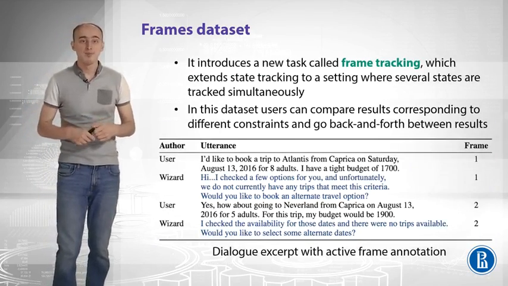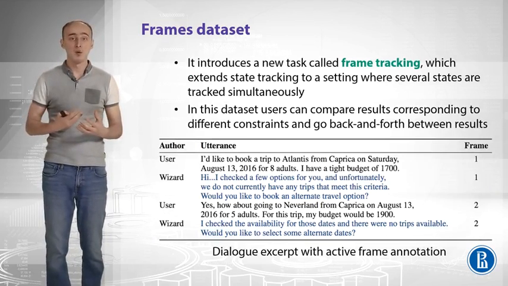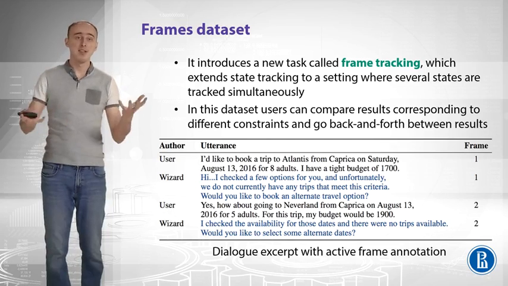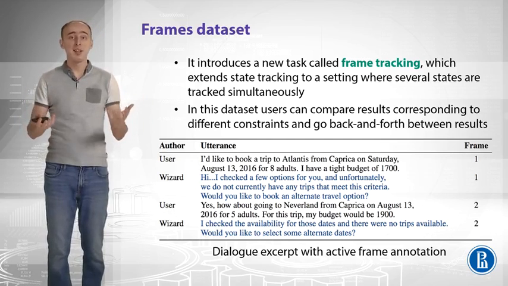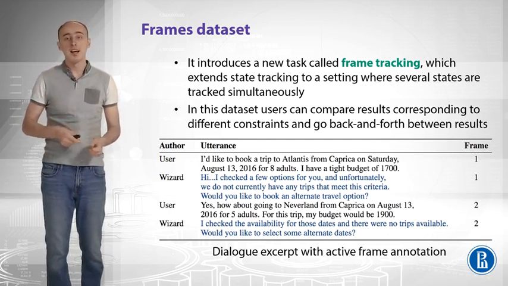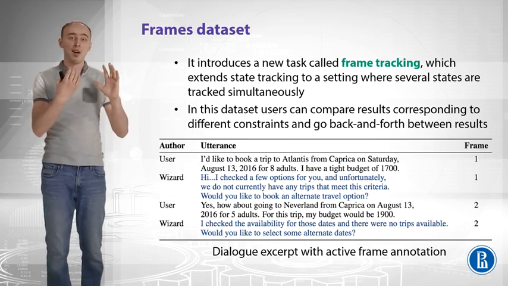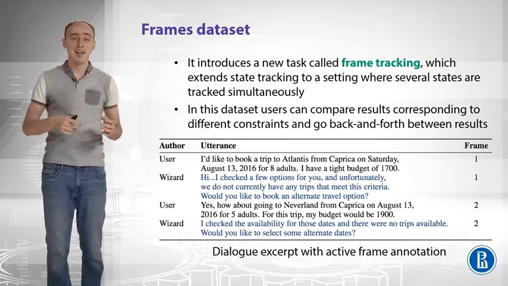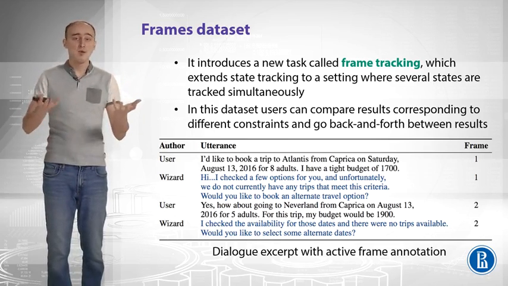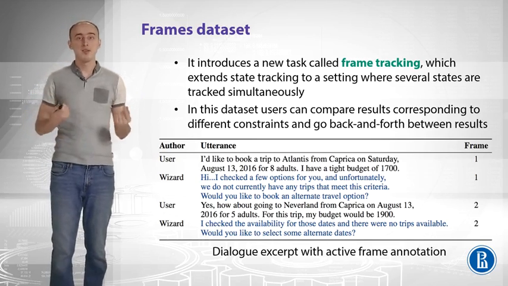So this dataset actually introduces a new task called frame tracking, which extends state tracking to a setting where several states are tracked simultaneously and the user can go back and forth between them and compare results. Like, I simultaneously want to compare a flight from Atlanta to Caprica, or let's say from Chicago to New York. I investigate these two options, and these are different frames, and I can compare them. So this is a pretty difficult task.